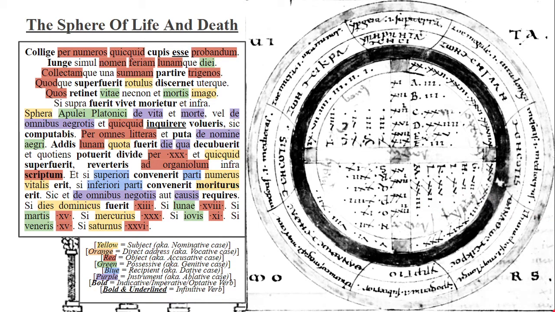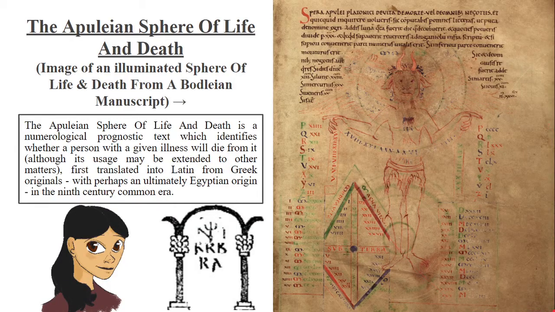Now, what I can say is that a friend of mine got COVID at the start of the pandemic, and I calculated this. I did the sphere of life and death for him. He was lucky to belong to the upper part of the sphere of life and death, and he did in fact survive. So who knows, maybe it works as a prognostic tool.